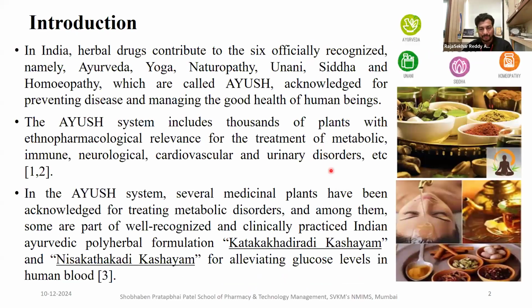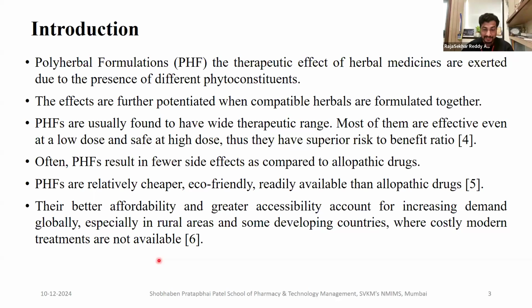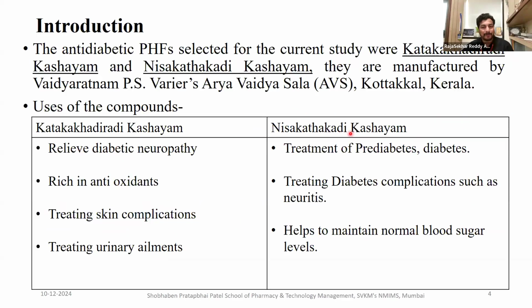We took two formulations from one of the Indian companies, Katakadagadadi Kashayam and Nishakatakadi Kashayam. I am unable to pronounce them properly. These two formulations are known to treat diabetes, and are also used for diabetic neuropathy. They were produced by PS Warrior Arya Vaidyashala Kottakkal, simply called Kottakkal Arya Vaidyashala.